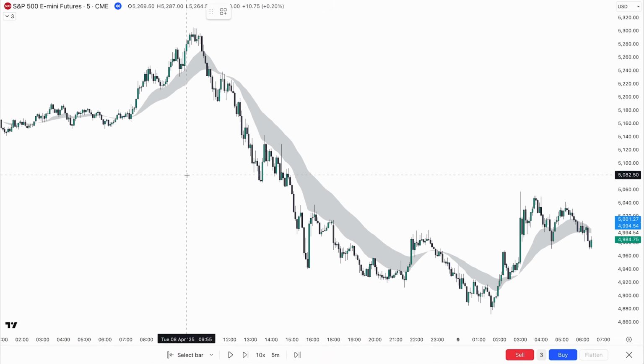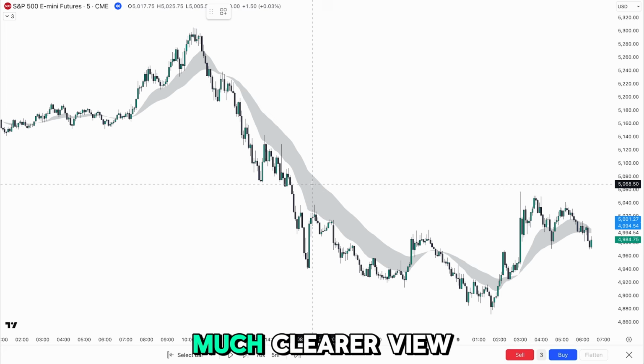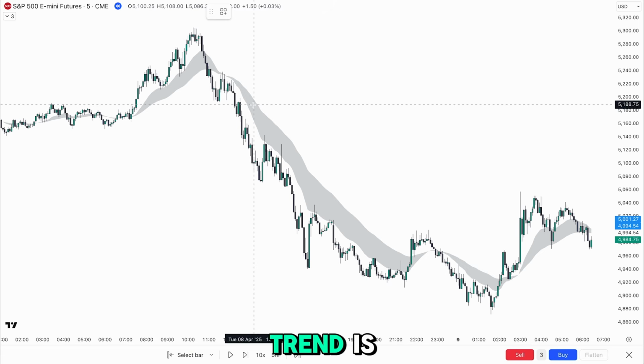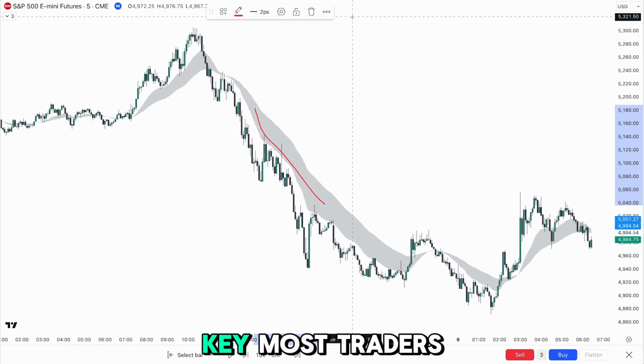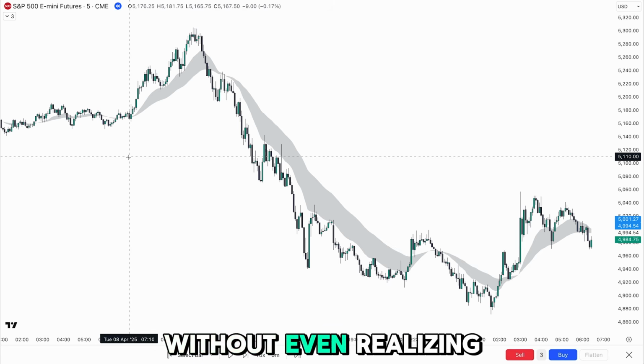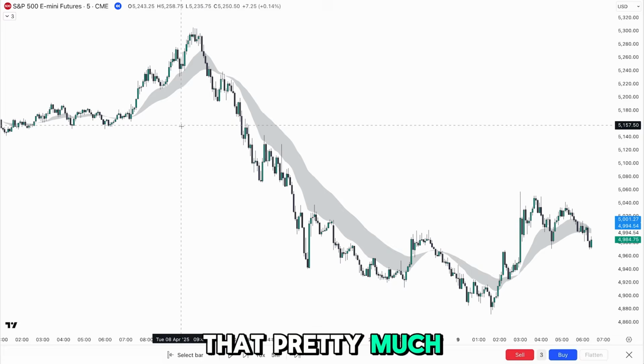Here's what matters. These EMAs will smooth out the noise from price action so that you can get a much clearer view of the trend very quickly, as well as how strong the momentum behind that trend is. And that's the key. Most traders lose because they're constantly trading against trend and momentum without even realizing it. But once you use the cloud properly, that pretty much goes away.